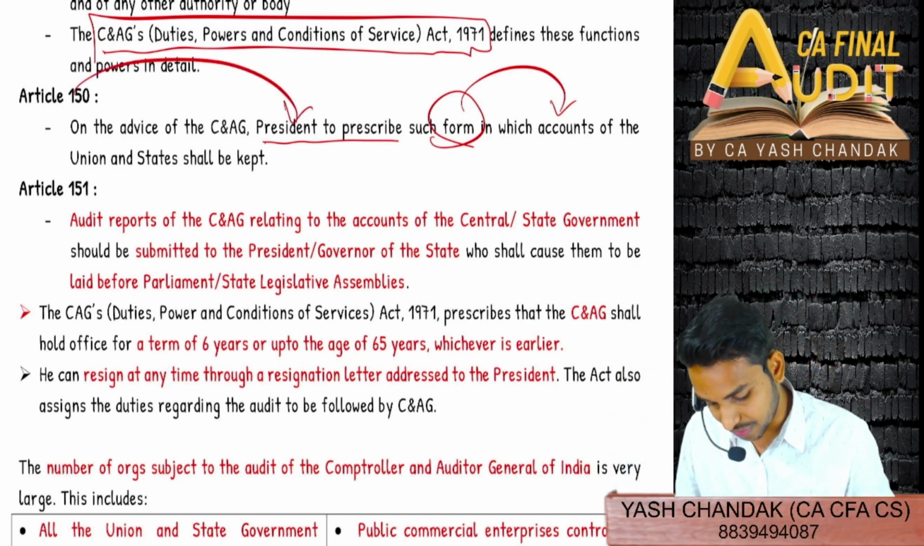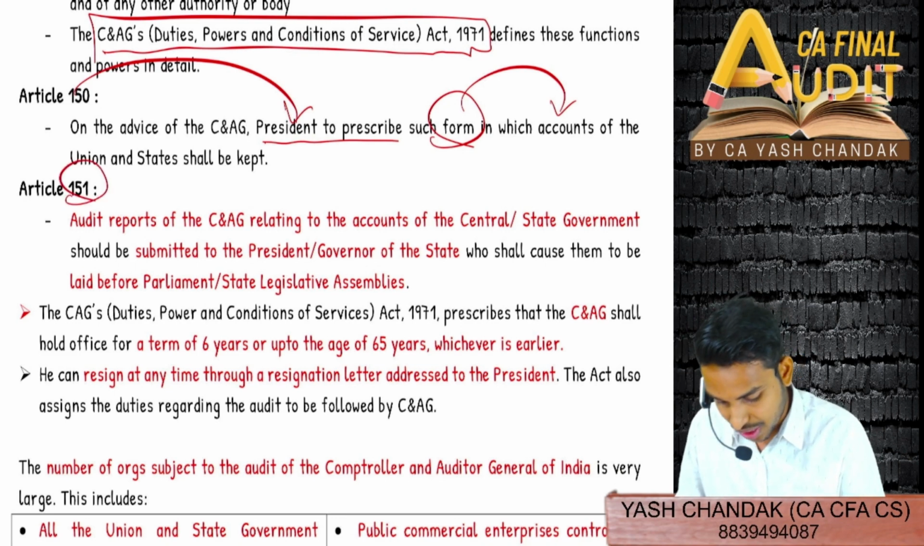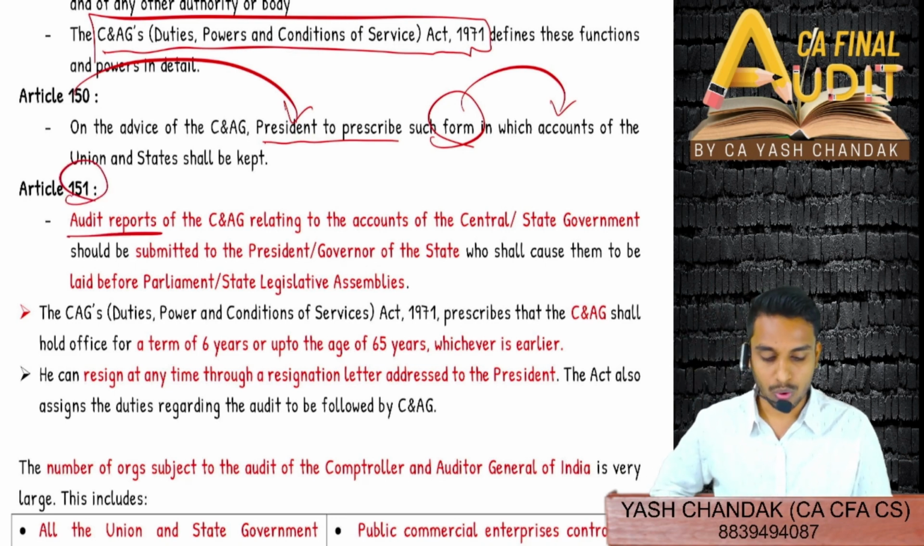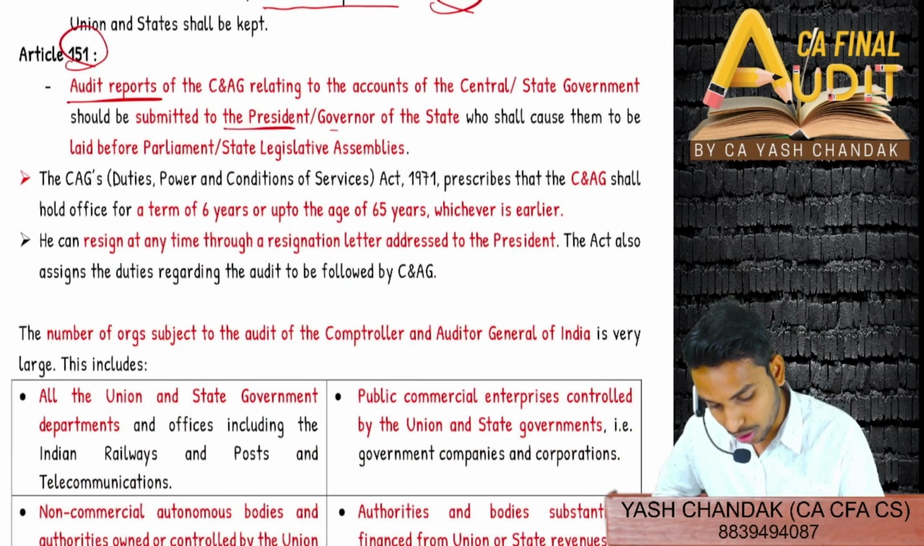See, that is what Article 150 is saying. And then Article 151 will say that the audit reports of the CAG relating to the accounts of the Centre and the states should be submitted to the President or the Governor of the state.